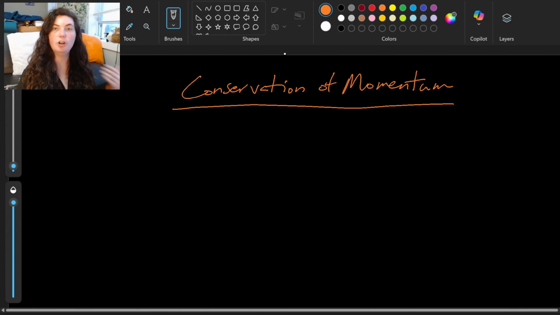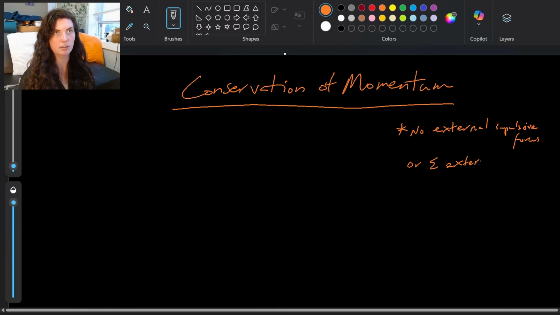So if there are no external impulses, or the sum of the external impulses is 0. Again, external, so not within the system, but acting outside of the system on the system. If there are no external impulses or impulsive forces, or the sum of the external impulses is 0, then we can use conservation of momentum.